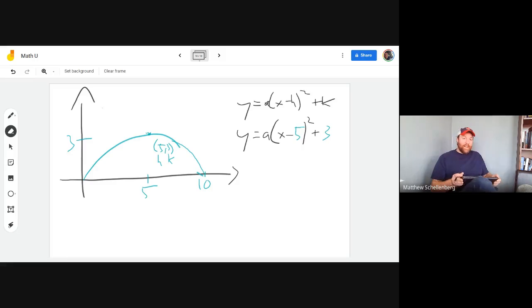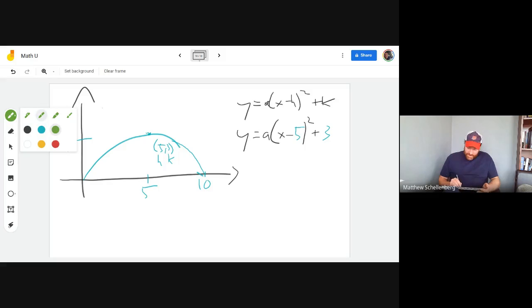In any case, let's plug in 10, 0. So that means that 10, 0, this point right here, let me actually make it a different color, this point is going to be my x and my y. And so my y is 0, and I'm going to keep the rest of this. My x is 10.